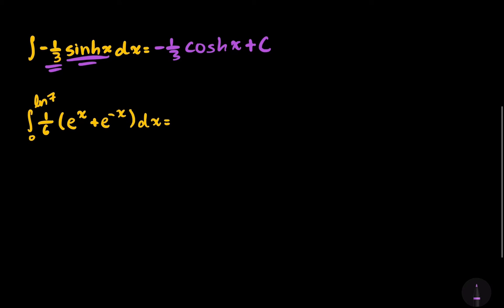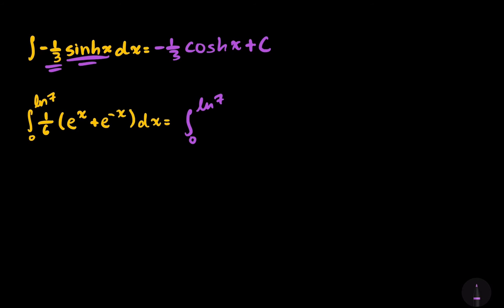Now we have this one over here, the definite integral from 0 to the natural log of 7 of 1/6 times (e^x + e^(-x)). This one we just have to do a little bit of manipulation. First of all, we can recognize that this e^x + e^(-x) looks very similar to the formula of cosh. So let's rewrite this as the integral from 0 to the natural log of 7.